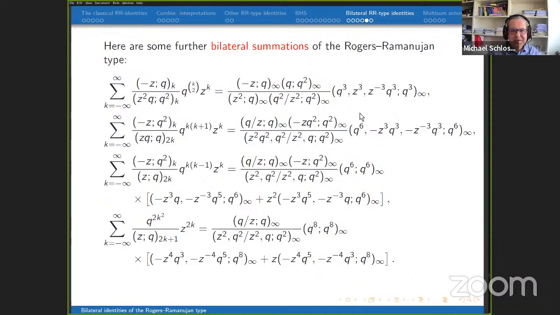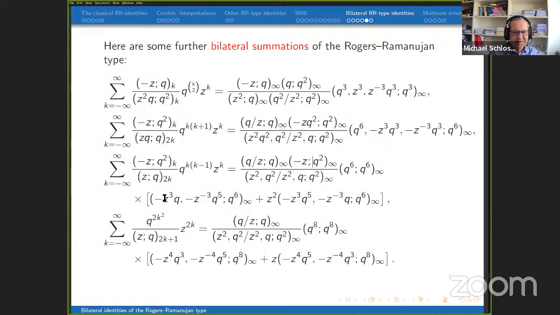Here is one bilateral identity where with base q in the numerator, base q squared in the denominator. Interestingly, with base q cubed here on the right-hand side. So it's also quite non-trivial. It's maybe a little bit similar to the quintuple product identity or something like that. We can imagine you've seen that before. Here we have base q squared, with the base q squared, and q to the 6th.